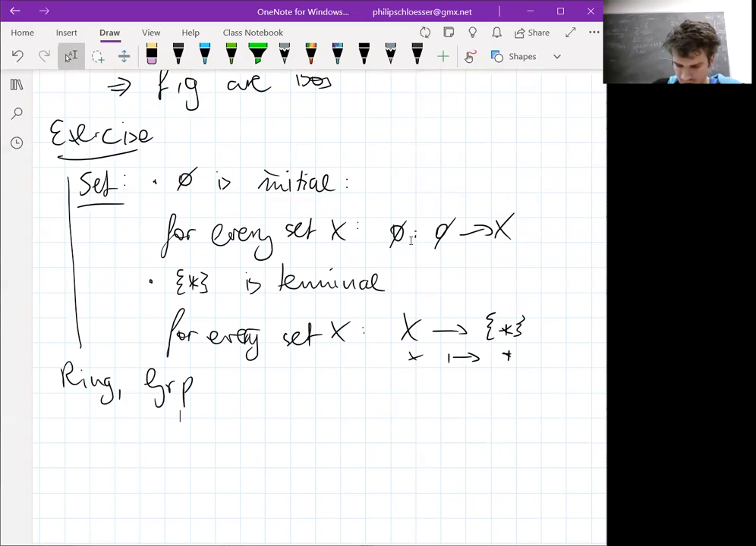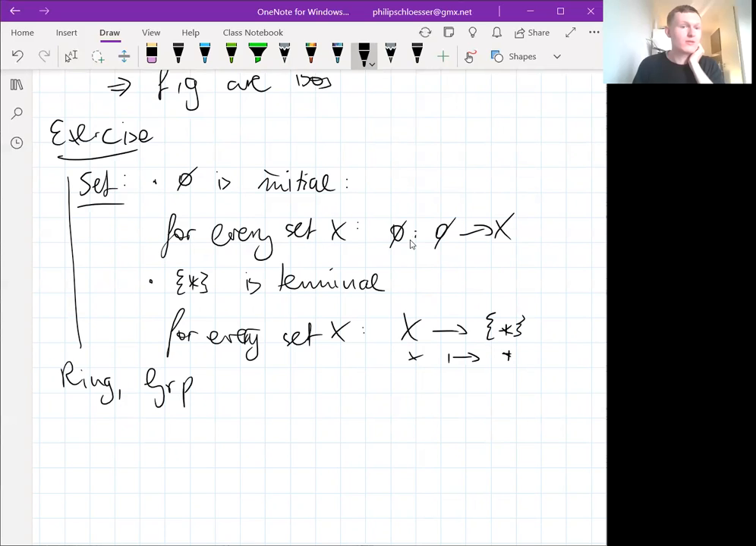I'm sorry, one question. So the empty set is initial, but that means that you can map from the empty set? Yes. How does that work? Because you don't have any object to map from, right? Yeah, that means you can have an empty function definition. But a function requires something to be mapped on, right? Yeah, but you can have maps from the empty set. They just don't do anything.